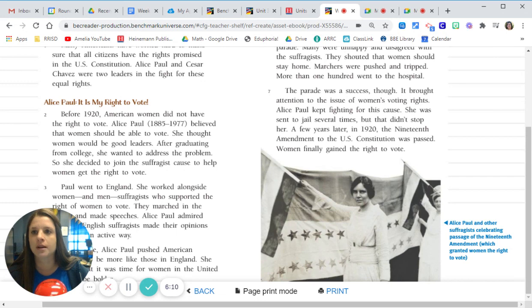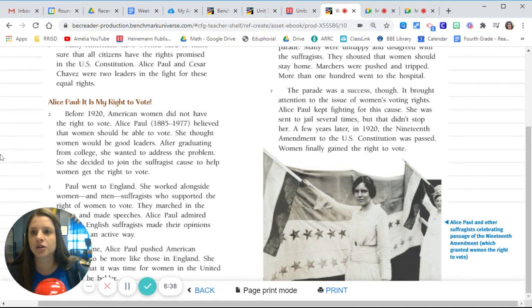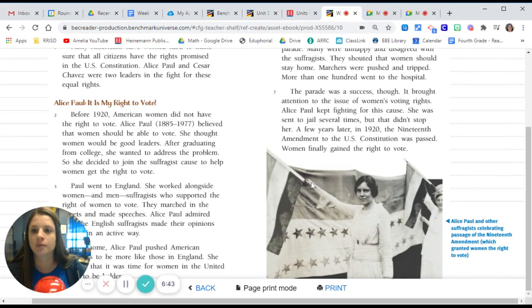Alice Paul, it is my right to vote. Before 1920, American women did not have the right to vote. Alice Paul, who was born in 1885 and passed away in 1977, believed that women should be able to vote. She thought women would be good leaders. After graduating from college, she wanted to address the problem. So she decided to join the suffragist cause to help women get the right to vote.